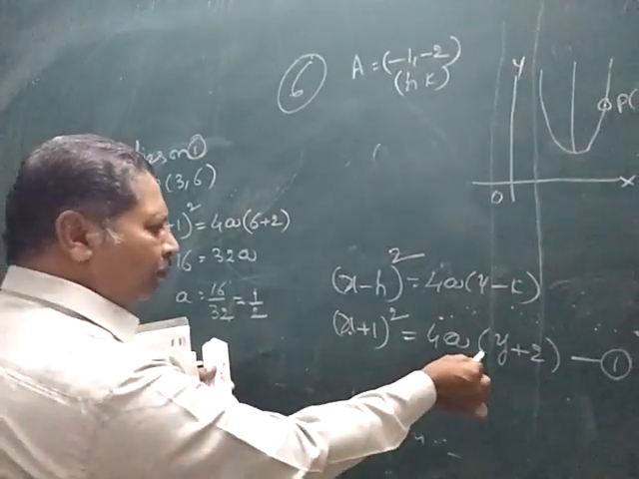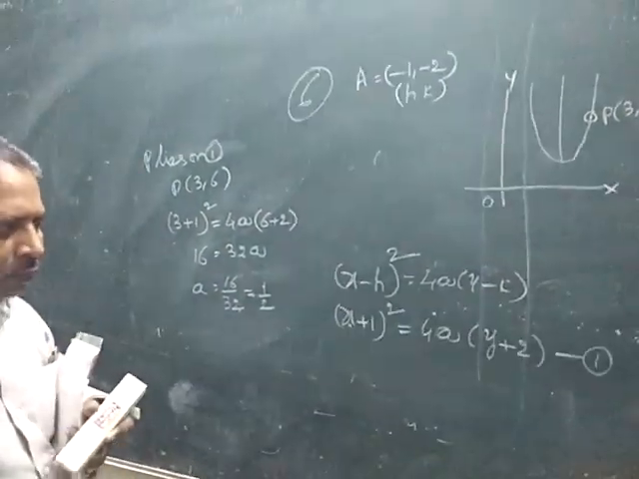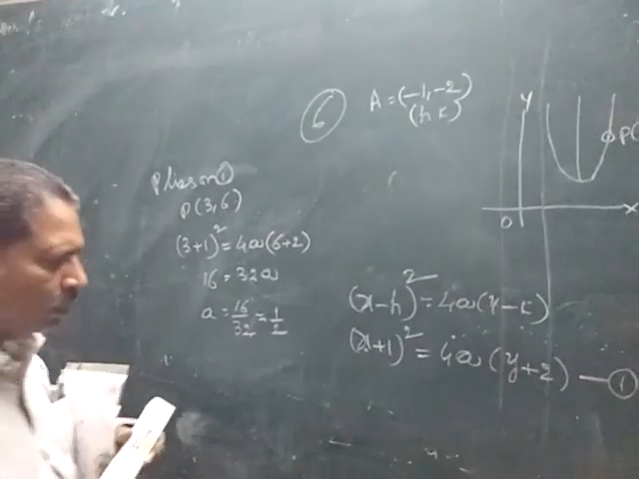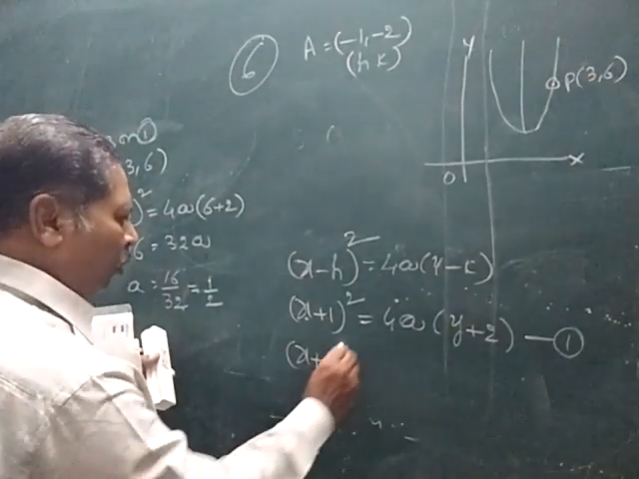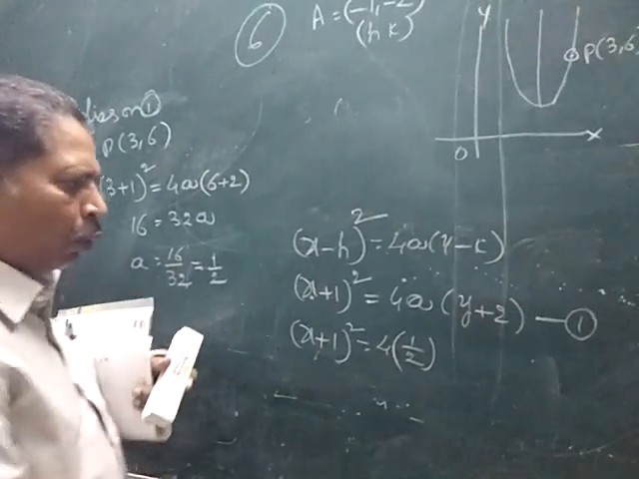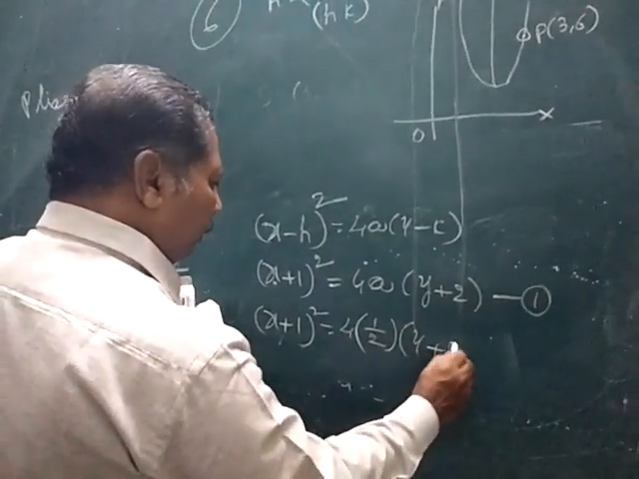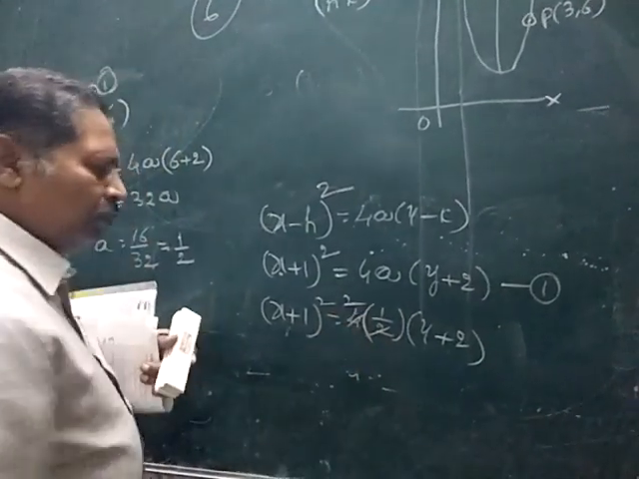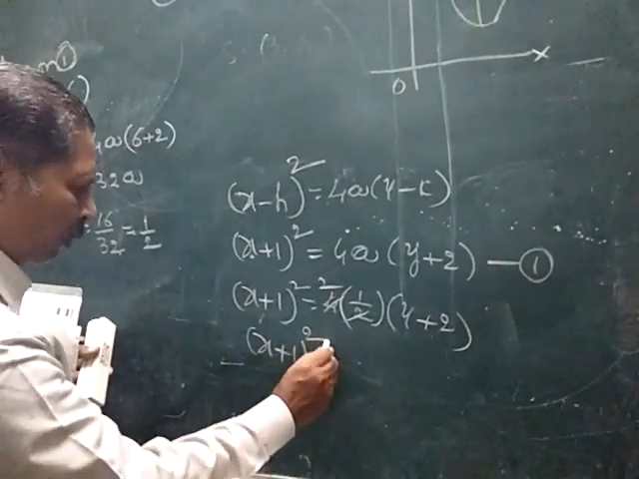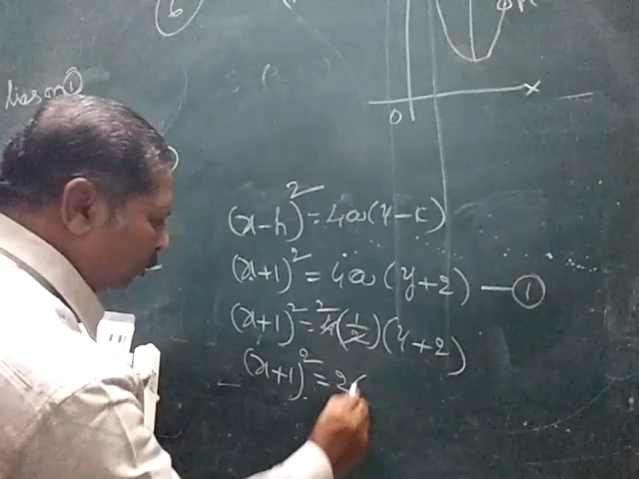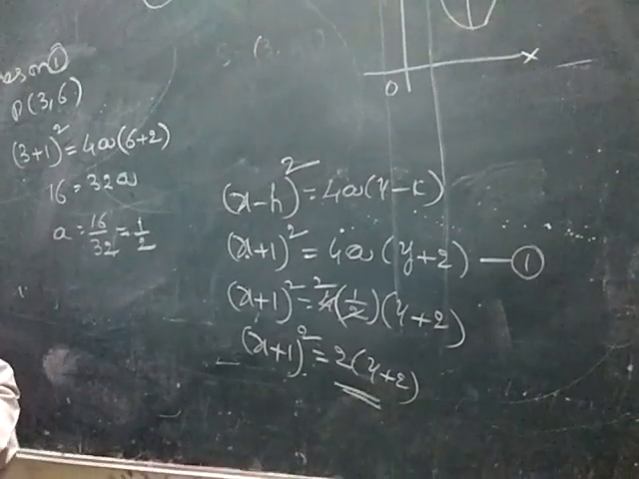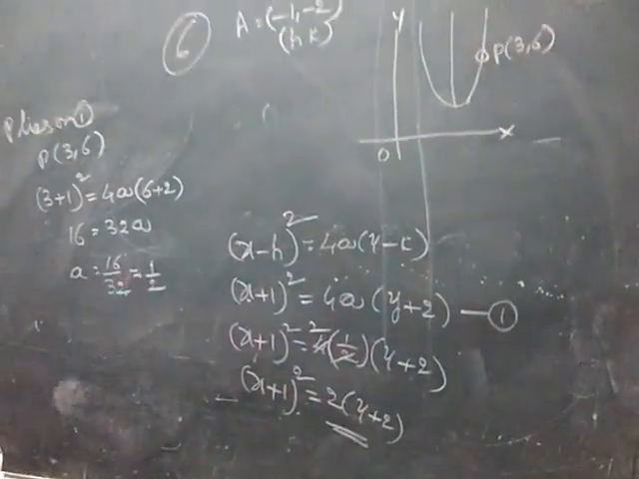Therefore, from equation 1, the required parabola is (x plus 1) whole square equal to 4 into 1 by 2 into (y plus 2). 2 times cancel. So the final answer is (x plus 1) whole square equal 2 into (y plus 2).